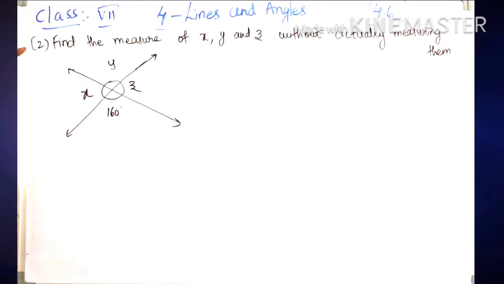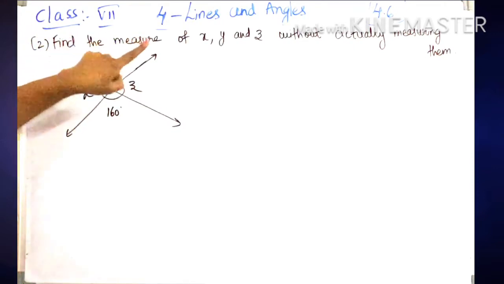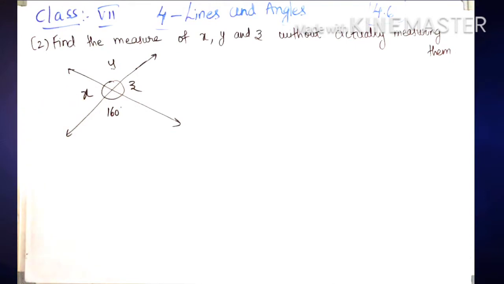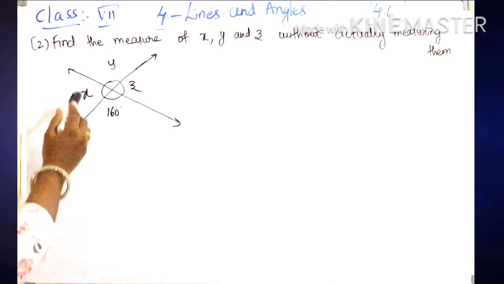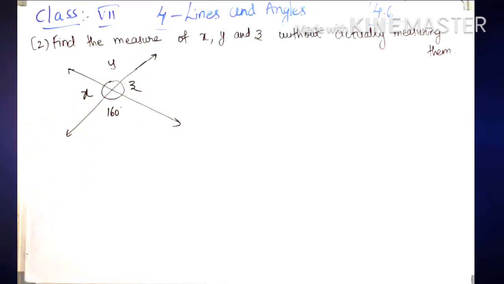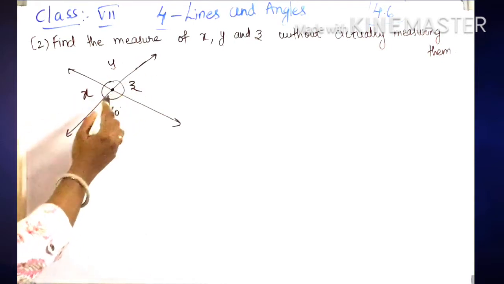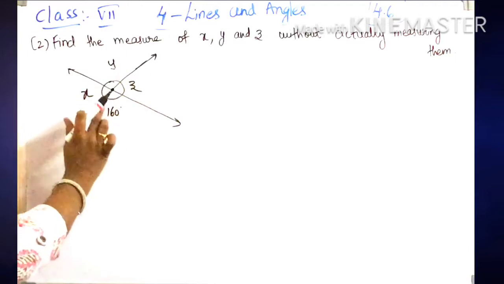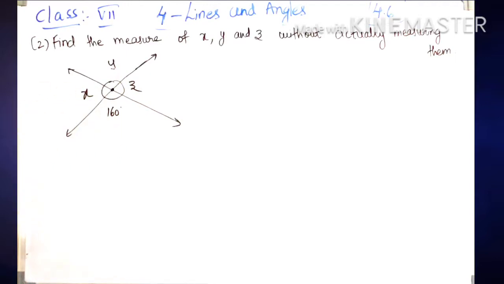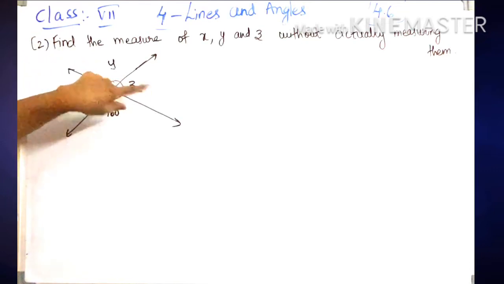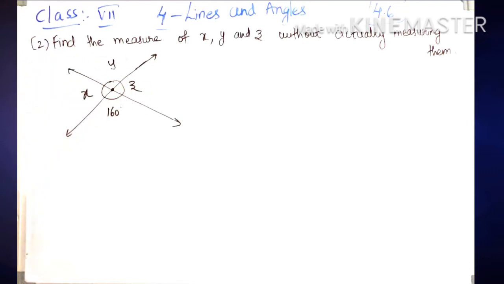Coming to the second question: find the measure of x, y and z without actually measuring them. Here they have given this figure, children. The two lines intersect, so this is the point of intersection, and x, y, z and one angle given as 160. Here we need to find the values of x, y and z. And here we can use the linear pair and vertically opposite angles in this figure.